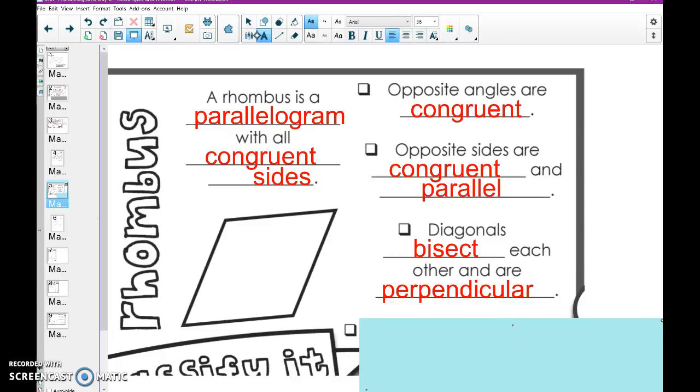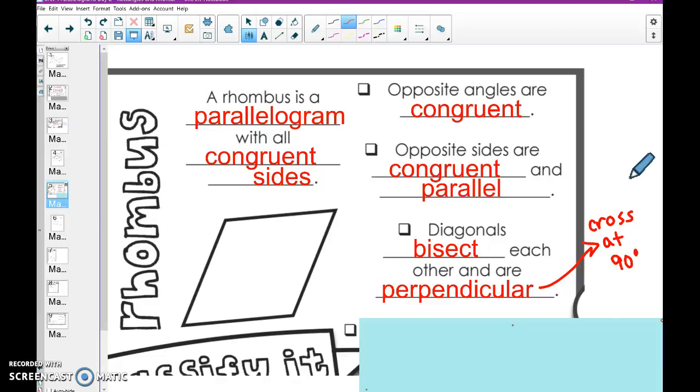If you forgot, perpendicular means that they cross at 90 degrees. So it kind of looks like a T when you see it. Cross at 90 degrees, so it kind of looks like this. That would be a right angle. So the diagonals are going to cross at a perfect 90-degree angle. Obviously, it'd be 90 all the way around because it's perpendicular.